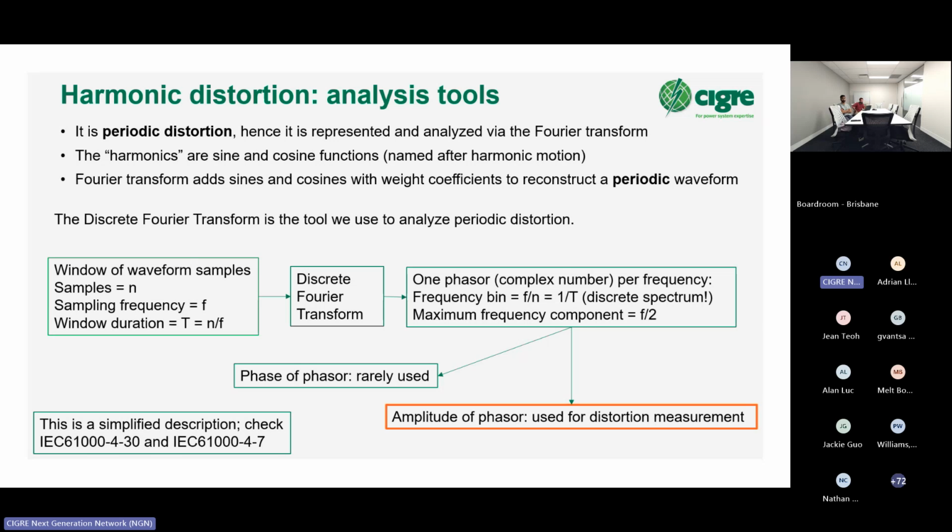Say that we have n samples at sampling frequency f, for example, 1 kilohertz. The duration of the window is the number of samples divided by the frequency. So sampling frequency 1 kilohertz, so 1000. Number of samples, we have, say, 1000 samples. T is 1 second. That would be 50 periods, for example.